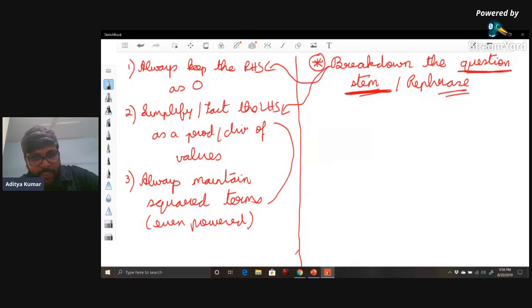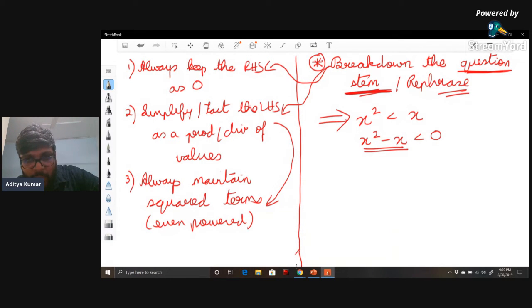You see what I'm asking you to do in the second step? In the second step, I'm asking you to simplify or factorize the left-hand side as a product or division of values, right? Let's take an example. Say I have something like x square is less than x. So this is how the GMAT would give you statements on a data sufficiency. They'll give you some complex information which you can actually break down. Now, what people will do is go on plugging in values here. What I will do is take the right hand side to the left hand side, make the right hand side 0, and simplify the left hand side to a product or a division of values. So x into x minus 1 is less than 0.